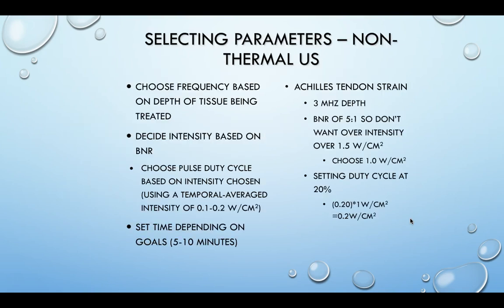So just to review, you choose your frequency based on the depth of the tissue, so 1 megahertz or 3 megahertz. You decide your intensity, which again should be set on the BNR. Now it's less important because we're shutting it off with the duty cycle, so the BNR is going to be less of an issue, but it's still something to keep in mind. And then we choose our pulse duty cycle based on the intensity chosen in order to keep that temporal averaged intensity at 0.1, 0.2, 0.3, somewhere in there. And then we set our time depending on our goals.